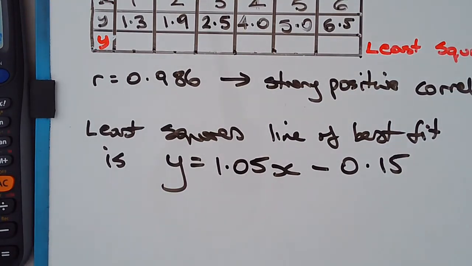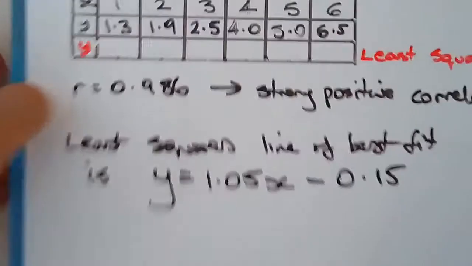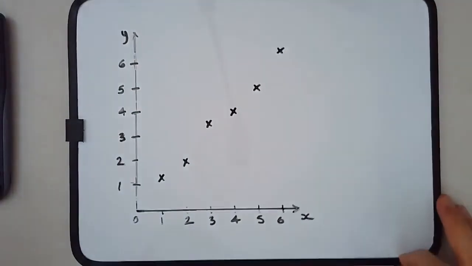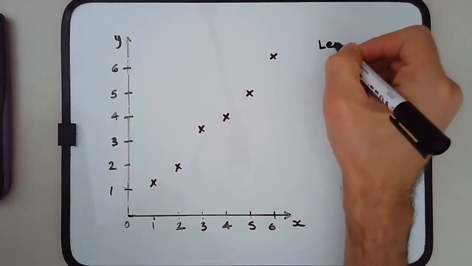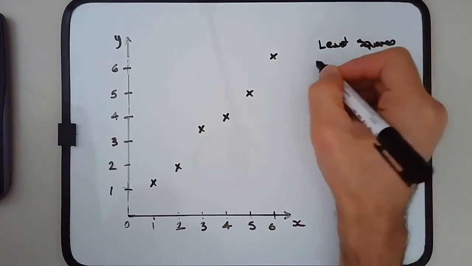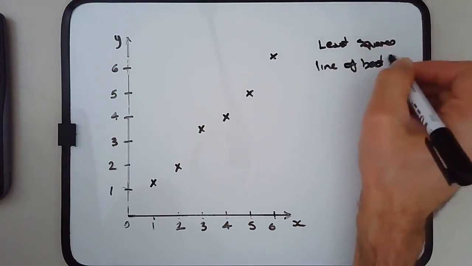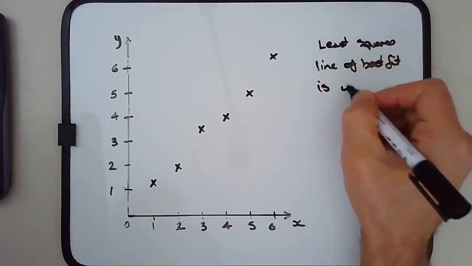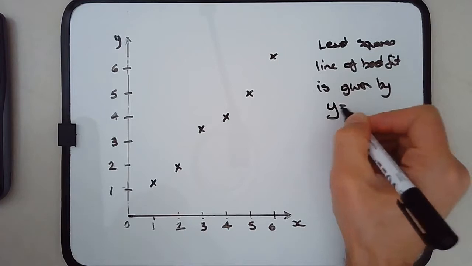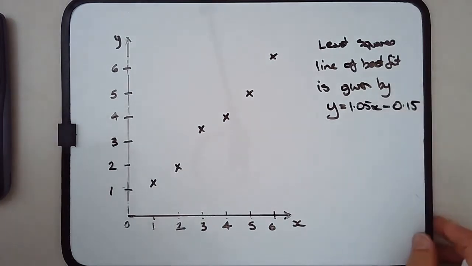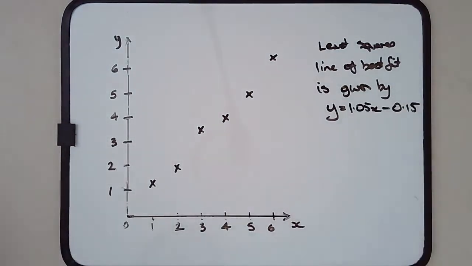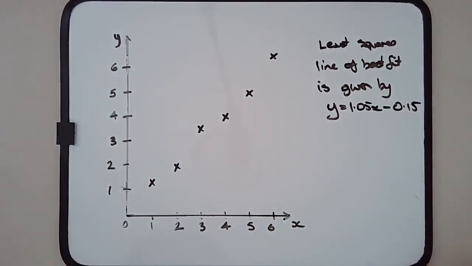Okay, now plotting that, what would that look like? So I'm just going to put the other board here. So that's this board. I'm just going to zoom out and let's plot this equation. So I might just write this here. So the least squares line of best fit is given by y is equal to 1.05x minus 0.15. Okay, what I'm going to do now is I'm going to pause the video. I'm going to sketch it on there, then I'm going to unpause the video, and then I'll quickly explain how this works.